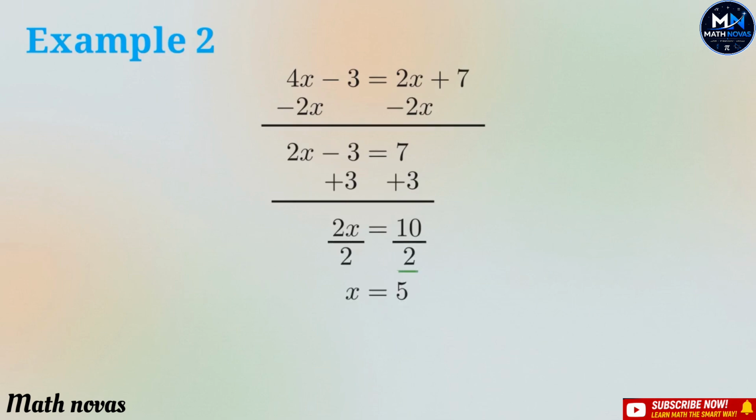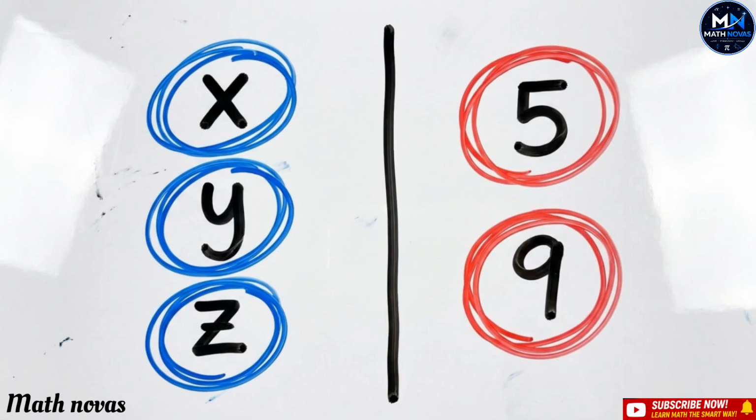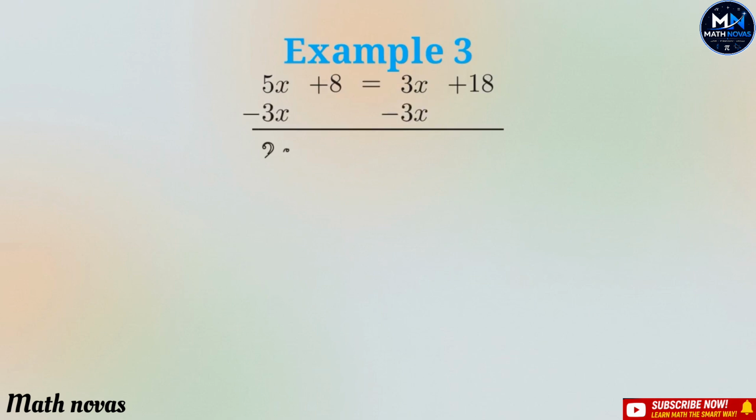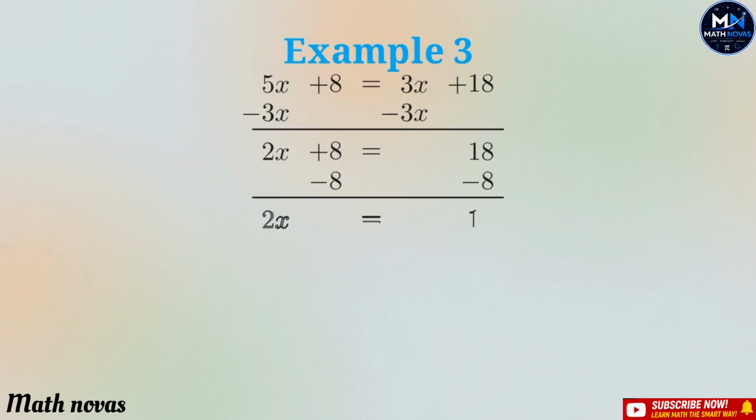Strictly following this variables first, numbers second sequence organizes the problem and helps ensure you don't miss any operational signs during the transfer. Let's pick up the pace for example 3: 5x plus 8 equals 3x plus 18. Subtract 3x from both sides to group the variables on the left. That leaves 2x plus 8 equals 18. Subtract 8 from both sides, leaving 2x equals 10. Divide by 2 and x equals 5.